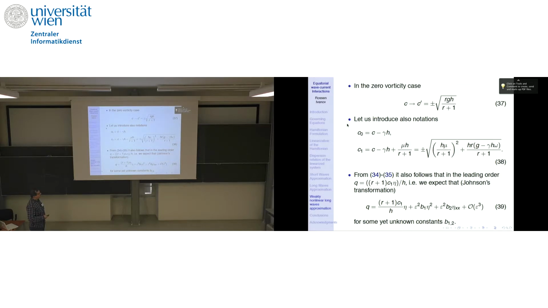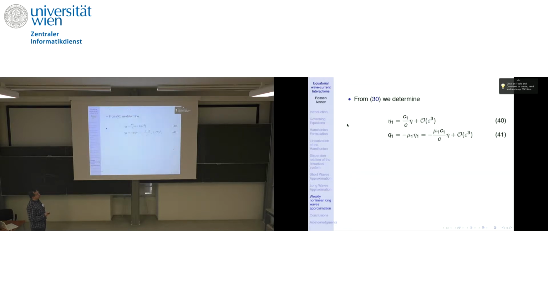And with this one, if we exclude Q from the system of the two coupled equations, we will get two equations. They have to be the same. So B1, B2 are some yet unknown constants, but from the condition that the two equations have to collapse and produce one, say for eta, we can actually determine these two constants. This is Johnson's idea.